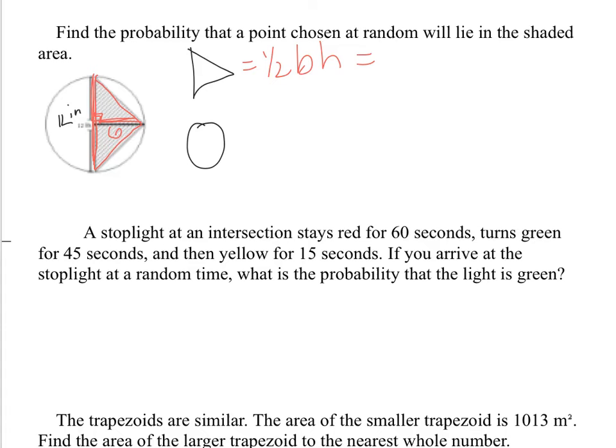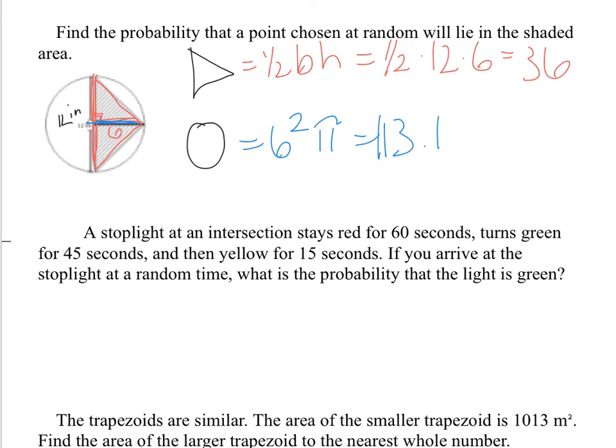So if I want to find the area of that triangle, it's 1/2 times my base, which is 12, times my height, which is 6. Put that in my calculator, I get 36. Now look at the area of my circle. Again, my radius here is 6. Area of a circle is radius squared times pi, which would be 113.1. So then my probability is your intended outcome, which is the 36, that's the shaded part, over your total. My total is my largest shape that I see there, that's the circle. So if I put that into my calculator, I get 32%.